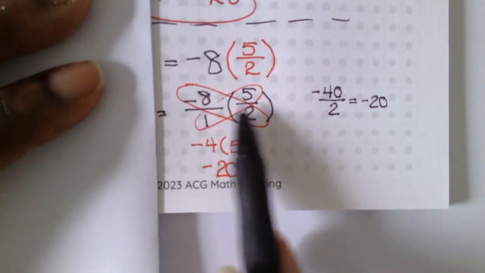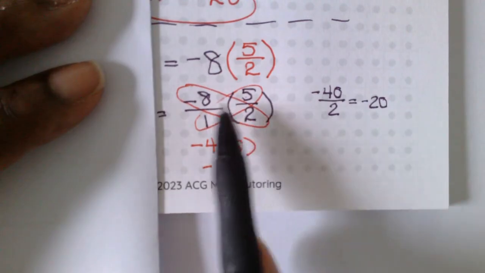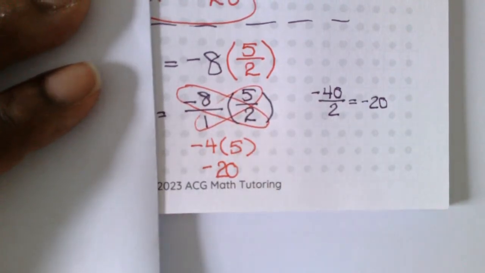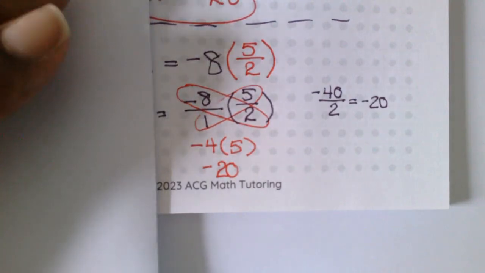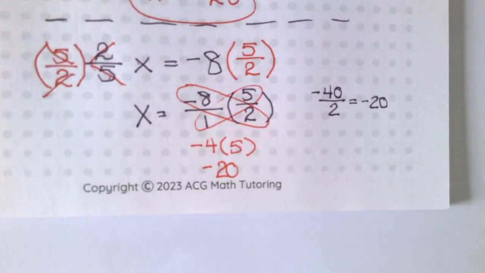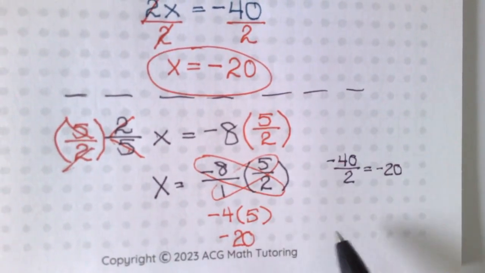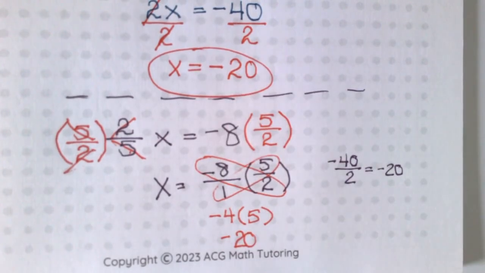So either you can multiply straight across, then do your division, or you can cross simplify and then do your multiplication. Don't forget the negative, Sharon. So you get the same answer. Three different approaches, but you get the same answer. You have to pick the way that you feel comfortable with.